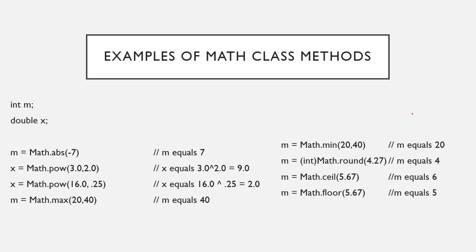So here's a couple of examples of my math class methods. Math.abs gives me 7. Math.pow 3.0, 2.0, I get 9.0. Math.pow 16.0, 0.25 gives me 2.0. Math.max gives me 40. Min gives me 20. Round gives me 4. Ceiling gives me 6. And floor will give me 5. So that allows me to show you guys the different examples that you might get on that information.